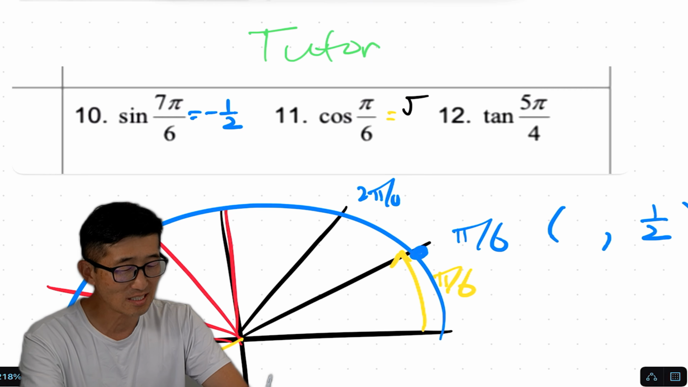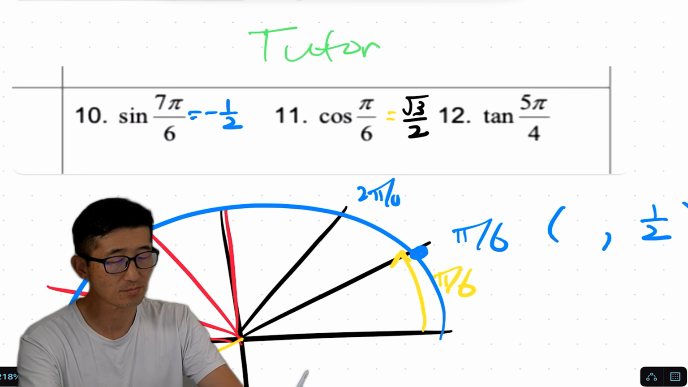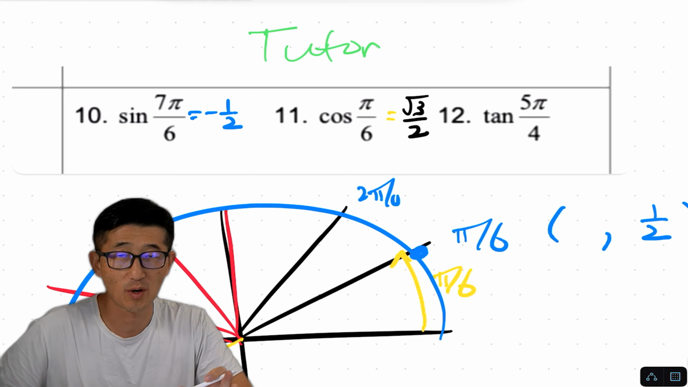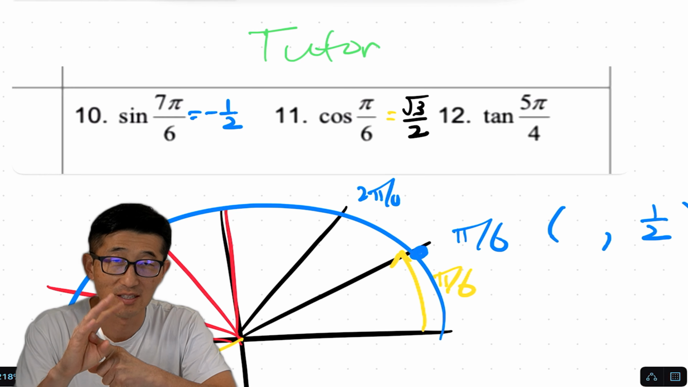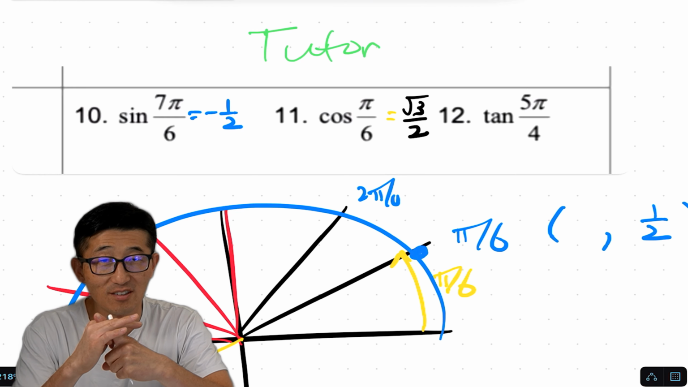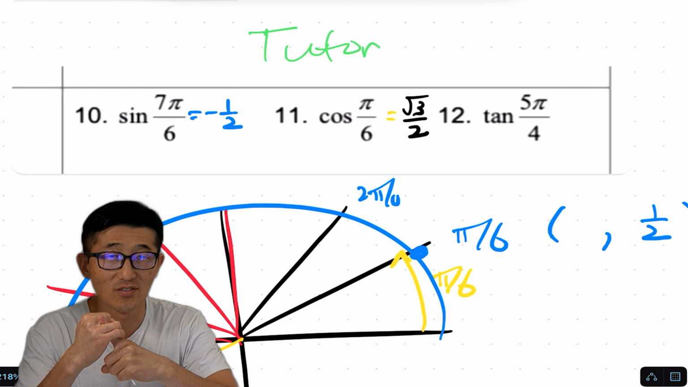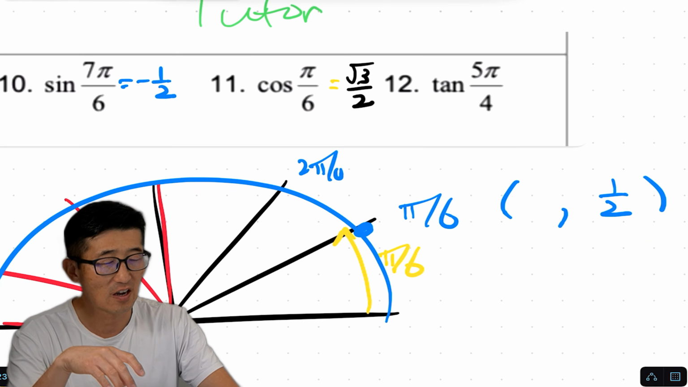Is it positive or negative? Positive. Yeah, so when you do a trig problem, you have so many things to think about. What quadrant am I in? What's my reference angle? Is it positive or negative? Okay. All right, tangent 5 pi over 4.